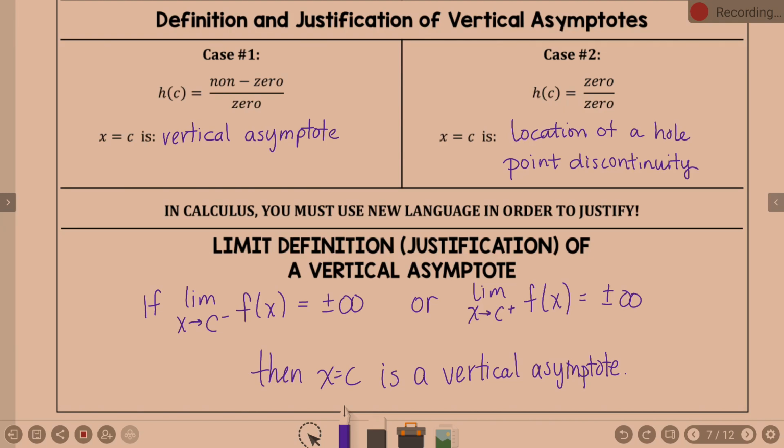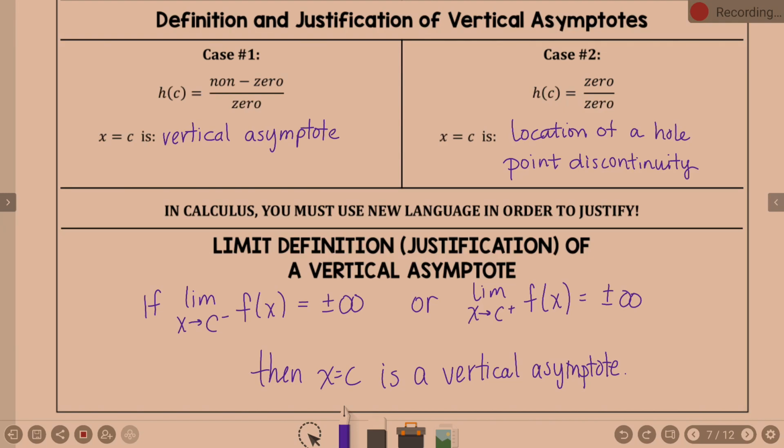Sorry, I was trying to avoid that, but I couldn't. Okay, so the idea there is that if you're approaching that value and your limit goes to positive or negative infinity, either approaching from the left or the right, that's going to be a vertical asymptote. If you're approaching some solid numerical value, it's not. Okay, so that's your official justification.